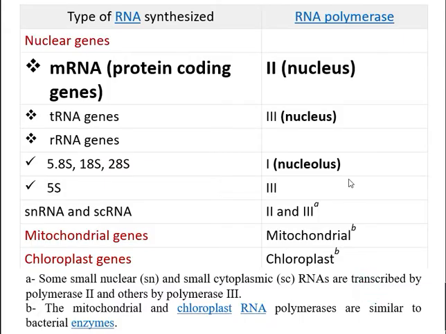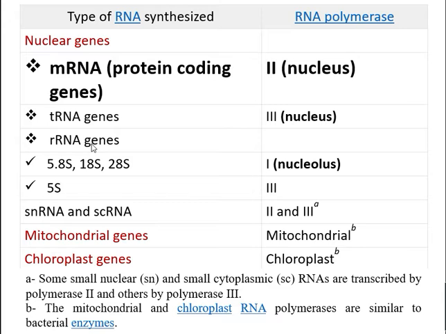Now, it was already mentioned that there are three types of RNA polymerases in eukaryotes. They are type 1, 2 and 3. First, we go to RNA polymerase 1. RNA polymerase 1 in eukaryotes is located in the nucleolus of the cell, and it is assigned to transcribe the 5.8S rRNA, the 18S rRNA and the 28S rRNA.